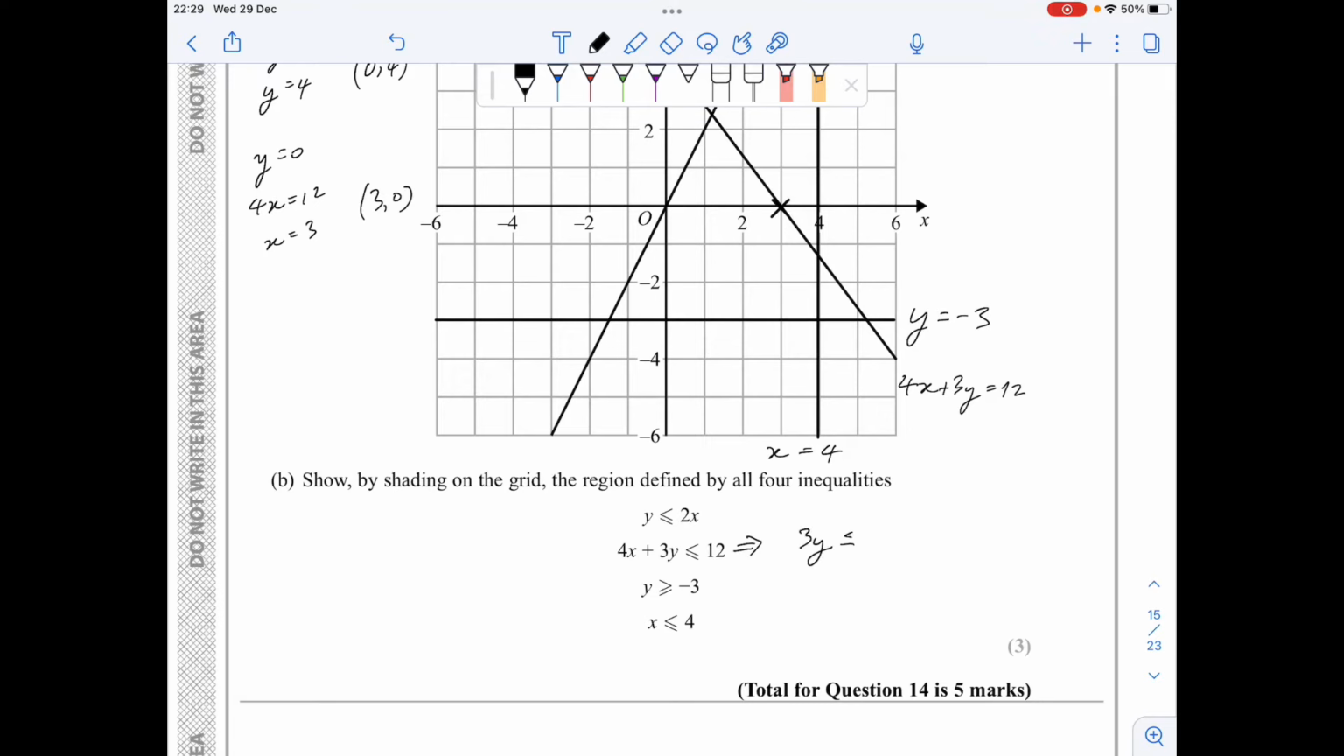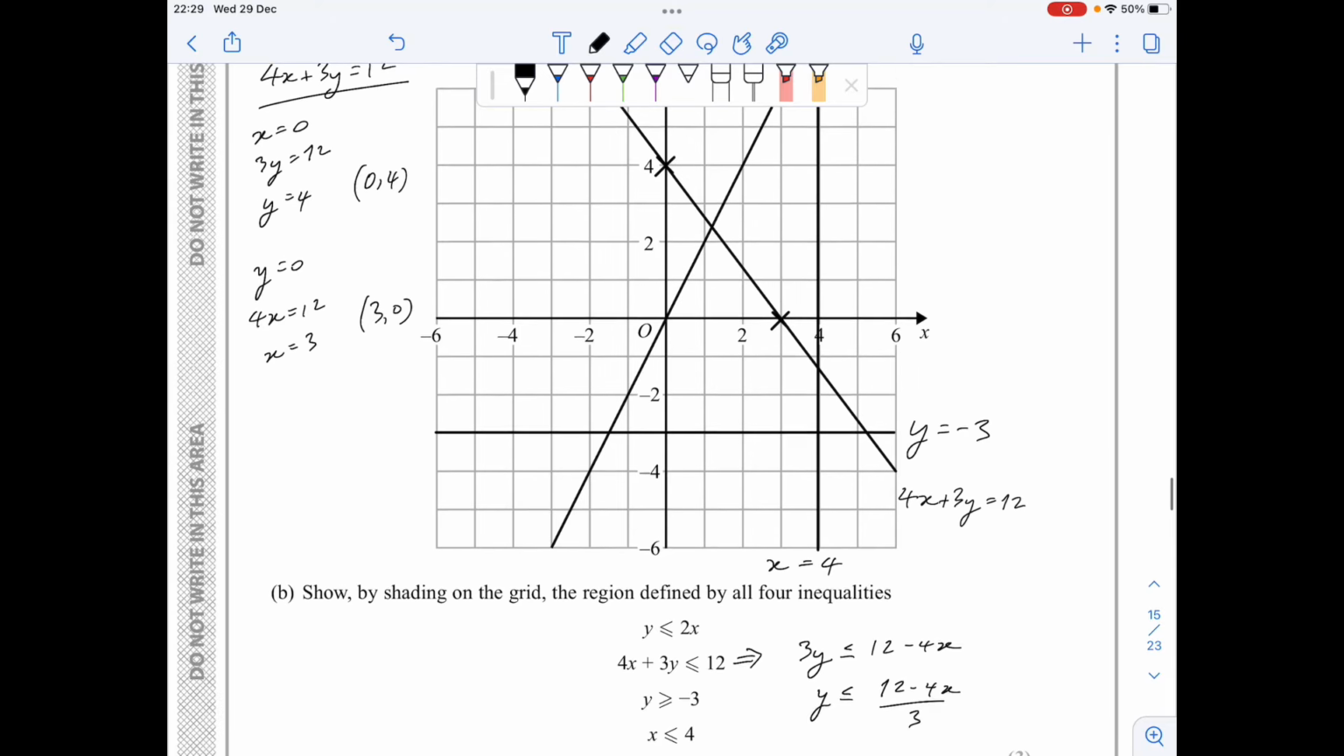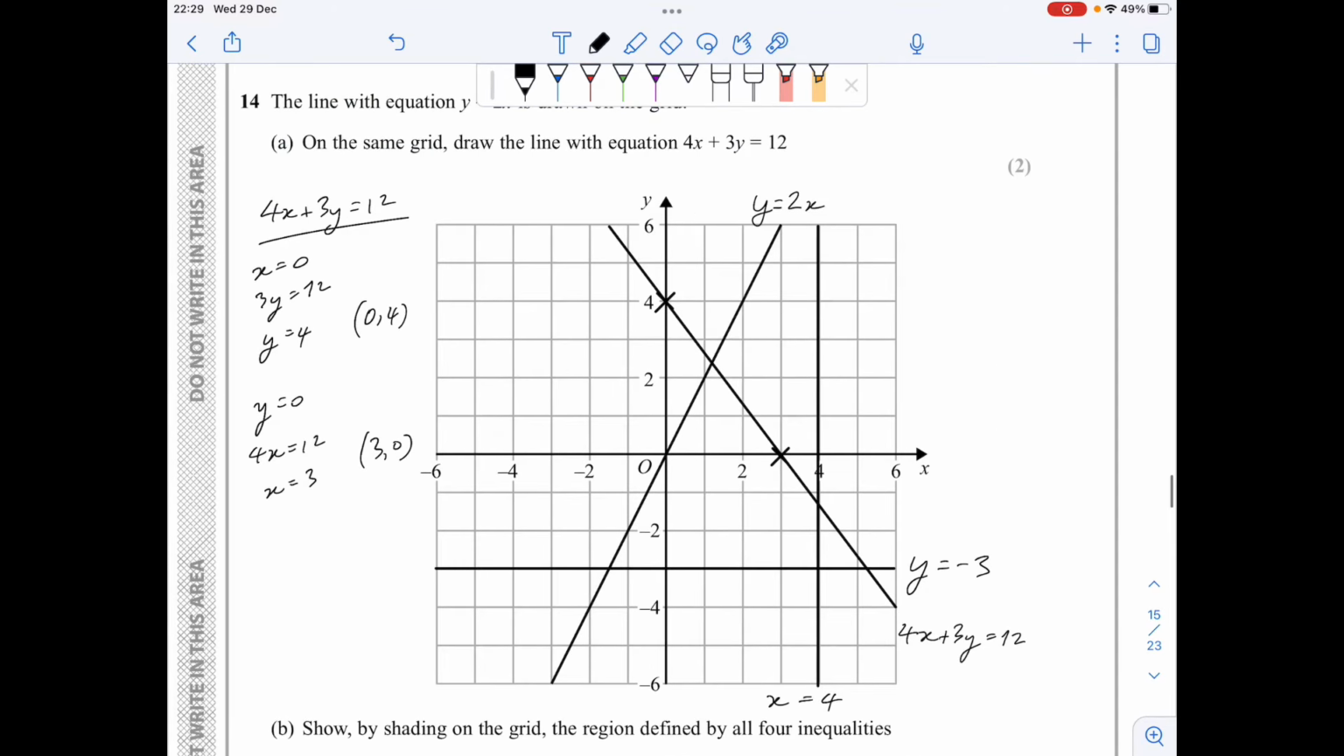3y is less than or equal to 12 minus 4x. So y is less than or equal to (12 minus 4x) over 3. So I need the region below the line. So let's discretely shade the region that we don't want.